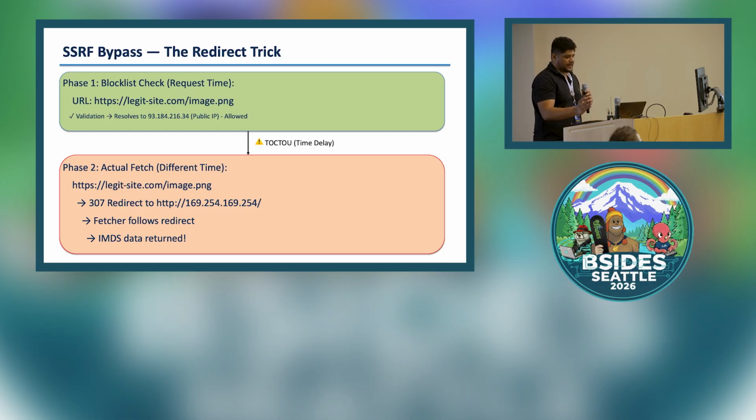In between, the URL does a 307 redirect to an internal IP, maybe the IMDS IP, and legitsite.com is actually loaded with IMDS credentials. That's because the fetcher is following the redirect through a different code path than what's actually doing the validation. Takeaway here is revalidate after every redirect, and that will also protect you from a lot of these redirect type of SSRF attacks.